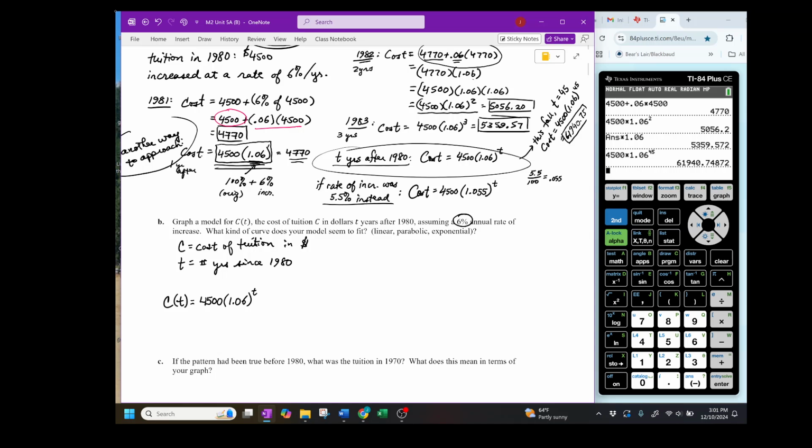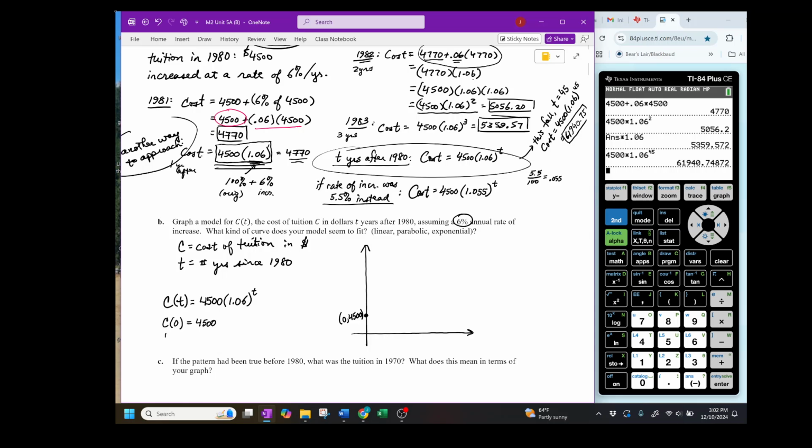Okay, and if we were to graph that, now we already have some points. In 1980, which means t equals 0, so when t is 0, we already knew the answer was 4,500. And if you think about it, 1.06 to the 0, remember, most things to the 0 equal 1, except for 0 to the 0. So 1.06 to the 0 is 1. So if you plug in 0, you get 4,500 times 1, which is 4,500. So right here, I'm going to put just a dot here and say that's 0, 4,500.